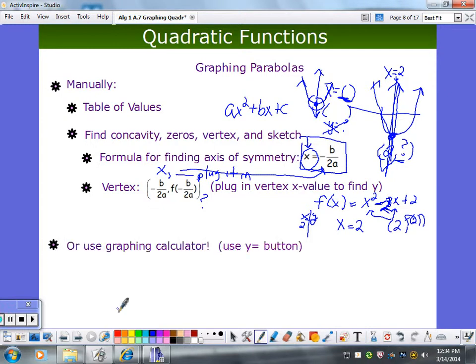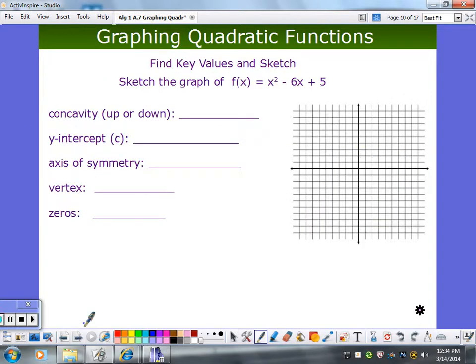Alrighty. Or here's the third way, the graphing calculator. So we're going to use all 3 methods. We did this one already. Let's look at how to graph. So I'm now on the back here. We're looking at graphing f of x is x squared minus 6x plus 5, right?